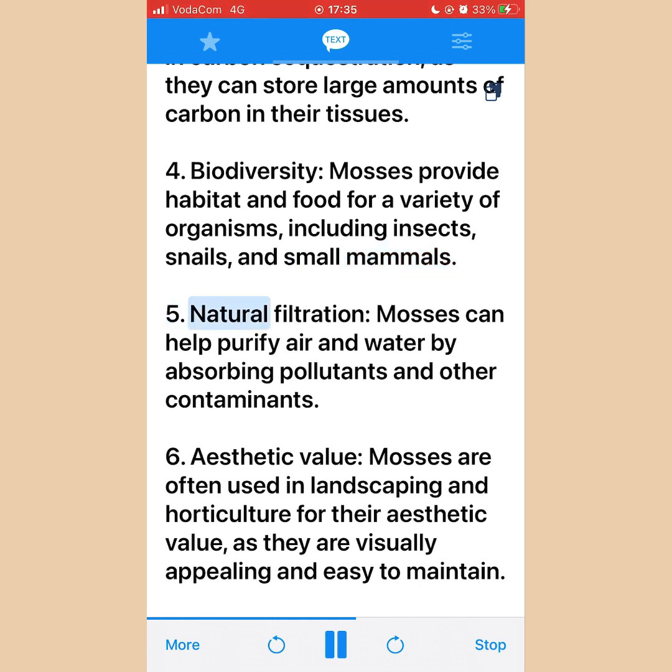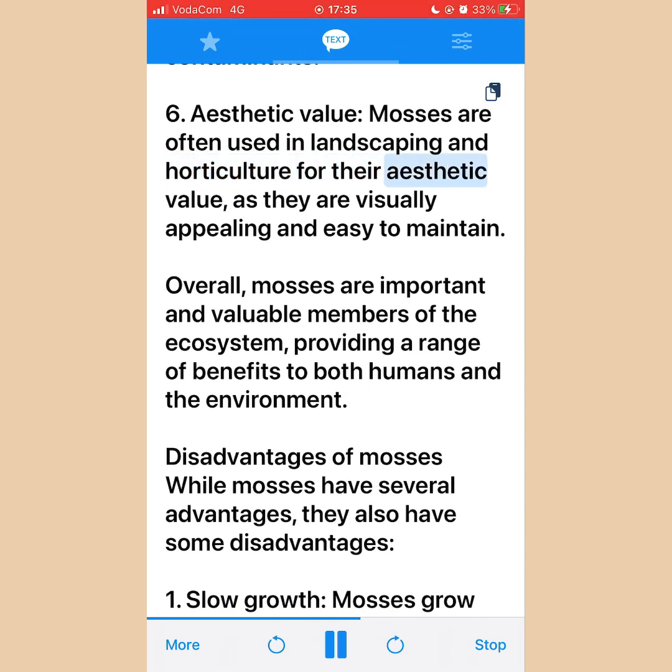5. Natural filtration. Mosses can help purify air and water by absorbing pollutants and other contaminants. 6. Aesthetic value. Mosses are often used in landscaping and horticulture for their aesthetic value, as they are visually appealing and easy to maintain. Overall, mosses are important and valuable members of the ecosystem, providing a range of benefits to both humans and the environment.